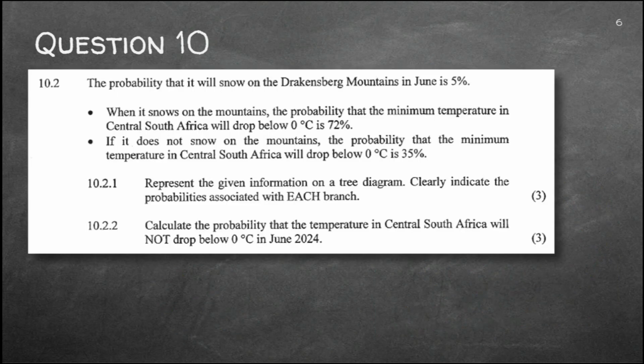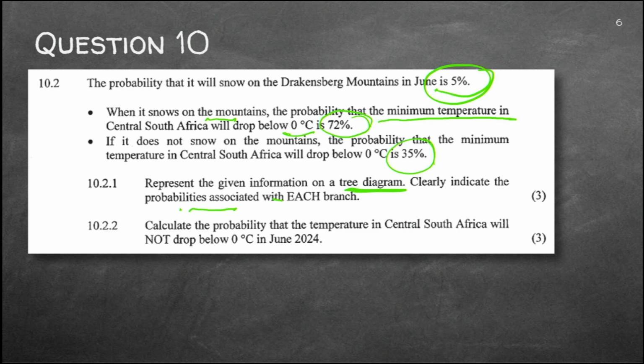Right, let's quickly do the next part, 10.2. The probability that it will snow on the Drakensberg Mountains in June is 5%. When it snows, the probability that the minimum temperature in central South Africa will drop below 0 is 72%. If it does not snow, the probability that the temperature will drop below 0 is 35%. Represent the given information on a tree diagram. Clearly indicate the probabilities associated with each branch.